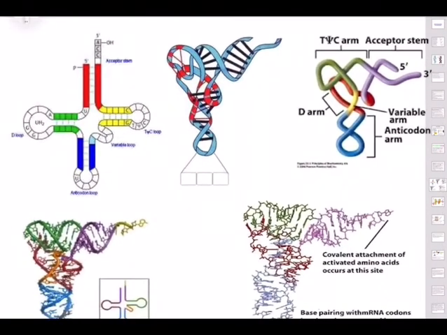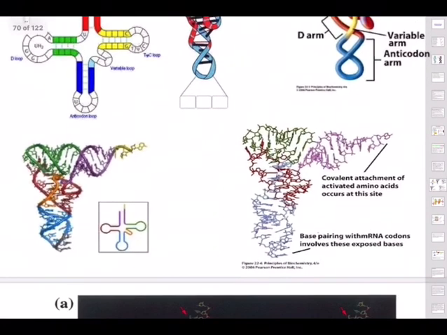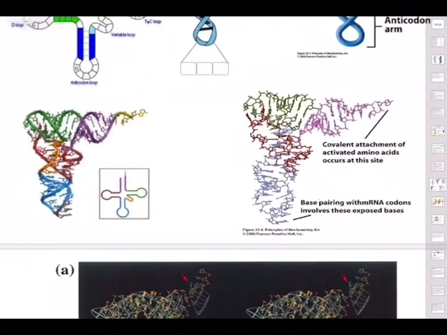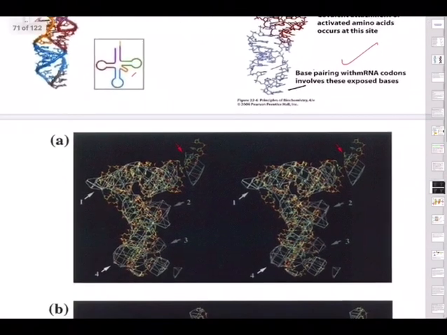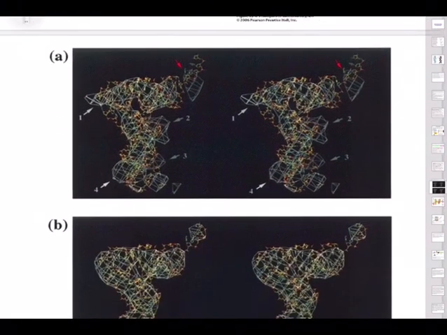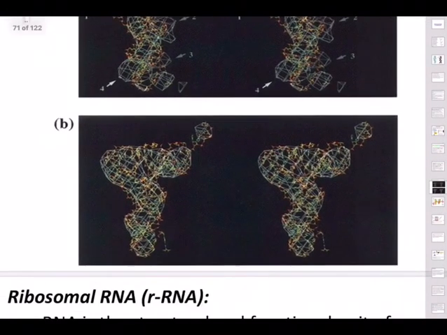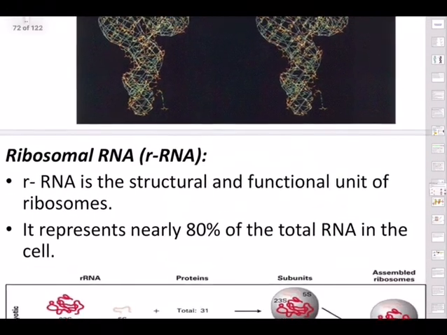And you can see many more diagrams here, the same. The receptor arm and T arm, you can see how exactly it will be. The variable arm is there, the anticodon arm is there, and then this whole thing is twisted, and the covalent attachment of activated amino acids occurs at this site. Base pairing with the mRNA codons involves these exposed bases. And the extra arm, the V arm, is also there. This is how the tRNA appears under the electron microscope.